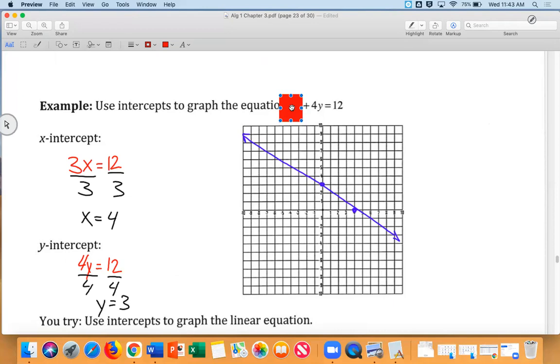Kimmy? Louis? Louis, you're not even on the right page.